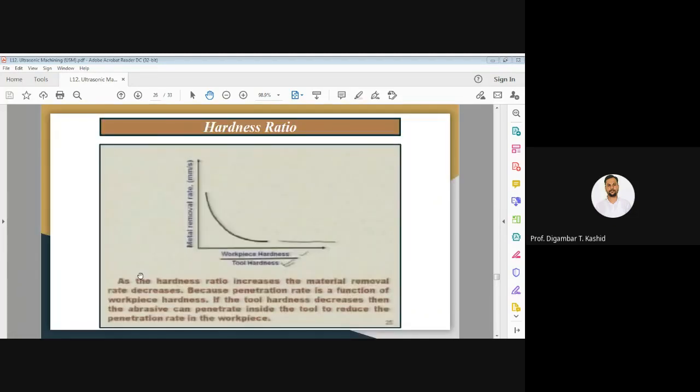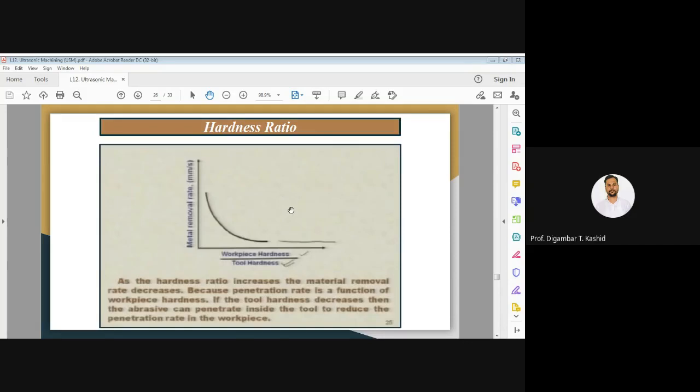Then let us have another, that is hardness ratio, the ratio of workpiece hardness and tool hardness. That also plays an important role, as we already know that as the hardness of the workpiece increases, the material removal rate goes down. So you can see that as the hardness ratio increases, the material removal rate, that is MRR, is getting down. As the ratio of workpiece hardness to tool hardness, called the hardness ratio, increases, the material removal rate per second is decreasing.